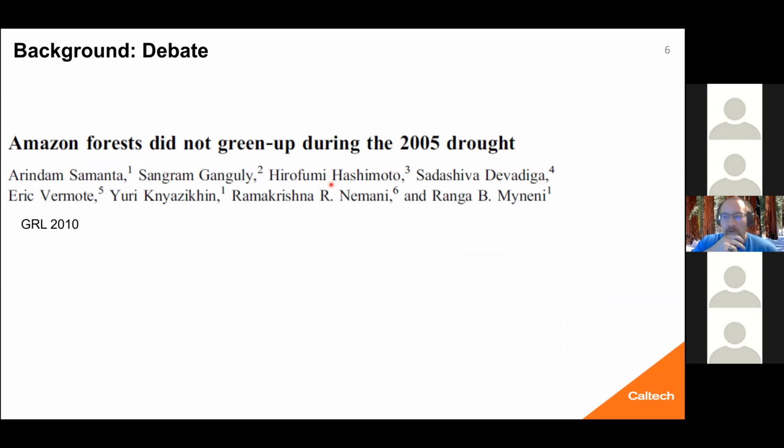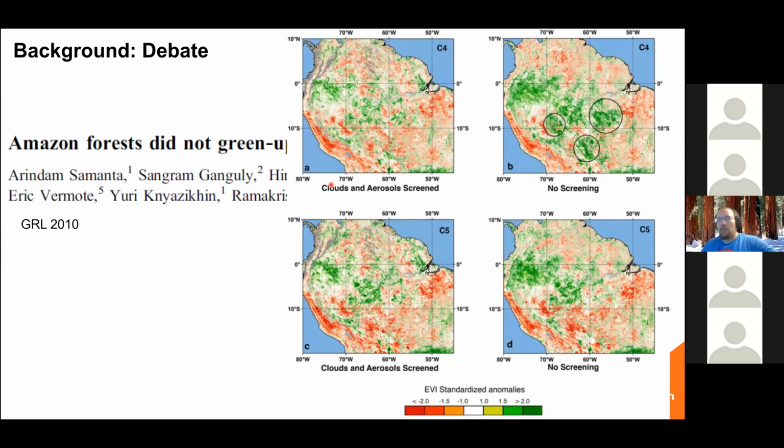And then there were a series of papers that came out to kind of refute this finding. For instance, this one was titled, Amazon Forest Did Not Green Up During the 2005 Drought. And so this is where the debate really kind of takes off. What they show in this paper essentially is that if you do no screening for clouds and aerosols, you will see this high anomaly, this positive anomaly in greenness. But once you do the screening and screen these things out, you don't see it.